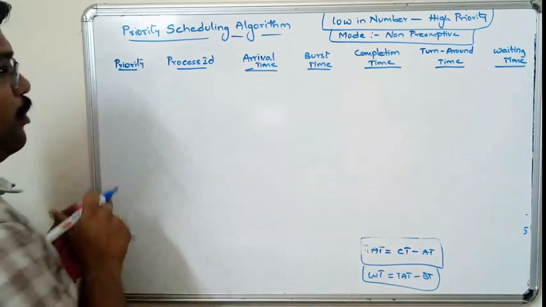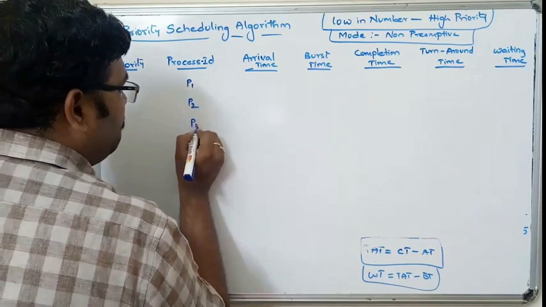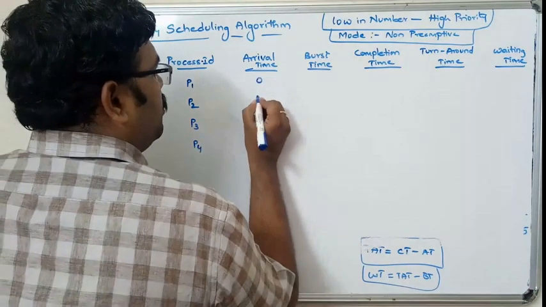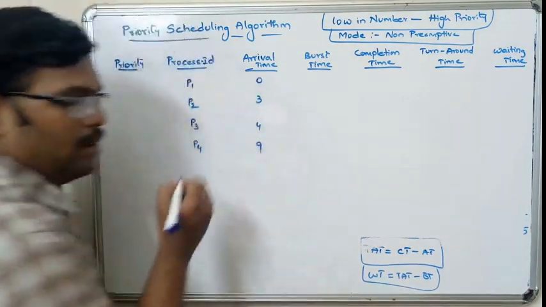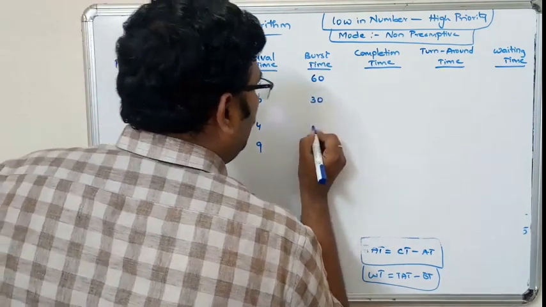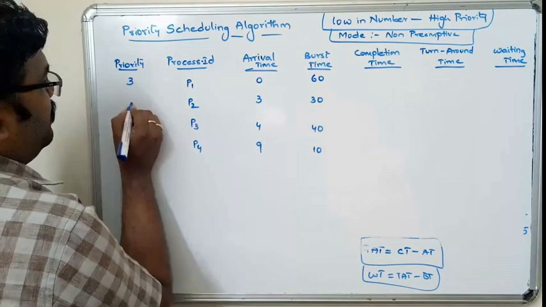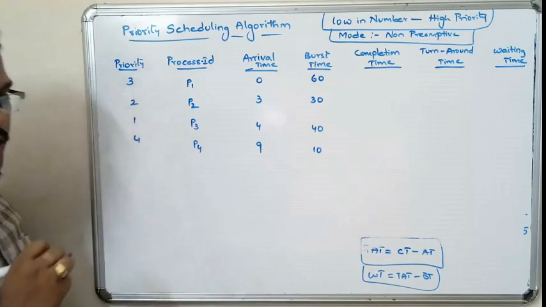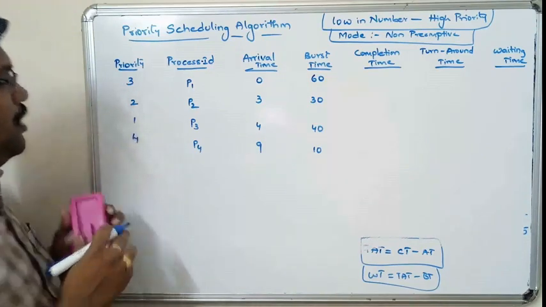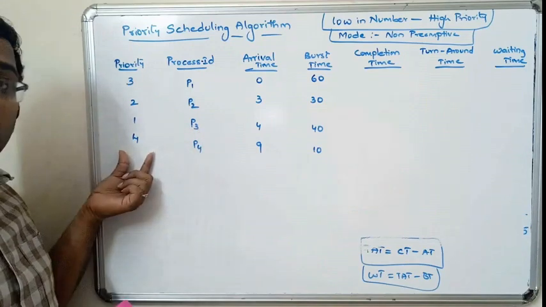Now let us take the 4 processes, P1, P2, P3, P4, with arrival times 0, 3, 4, 9, and burst times 60, 30, 40, 10. What's the priority? 3, 2, 1 and 4. So P1 has 3, P2 has 2, P3 has 1, P4 has 4.